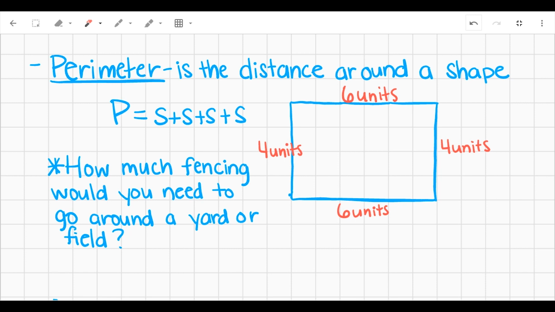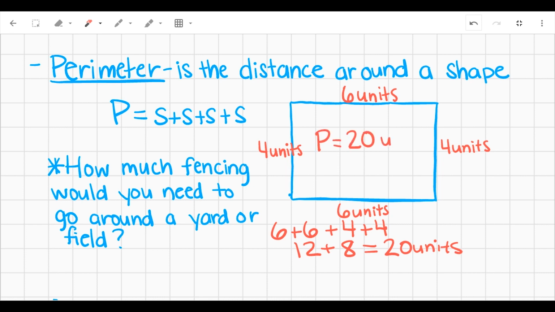So when I'm figuring out my perimeter of this rectangle, or the amount of fencing I would need to go around this yard or field, I would just add my 4 side lengths. So I would have my 6 plus my 6 plus 4 plus 4, and that's going to equal my perimeter. So if I work that out, I know my 6 plus 6 is 12, and 4 plus 4 is 8. So when I add those 2 units together, I would get 12 plus 8, which equals 20. And I would say 20 units. So I would find that the perimeter of this rectangle, P, equals 20 units.